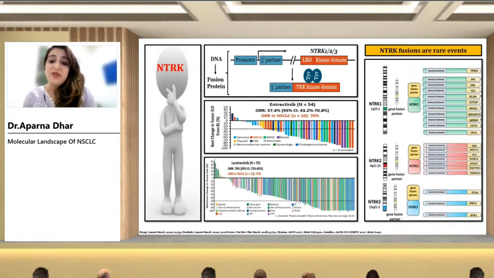Now, the rearrangement of the NTRK gene actually couples the tyrosine kinase domain with a 5' fusion partner, and it generates a chimeric TRK protein ligand binding domain, essentially a fusion. Now, the most common fusion partners that we have seen in NSCLC are NTRK1 with TP53, CD74, and TPM3. NTRK3 we see with ETV6 and EML4.